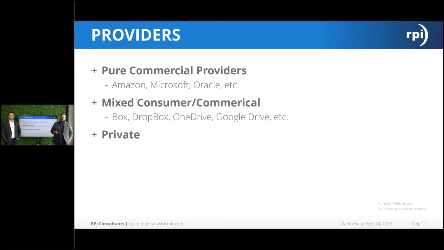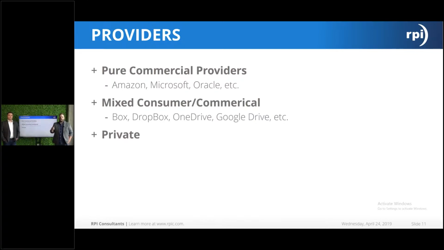Absolutely. So there's a ton of providers out there, right? We kind of break these down into 3 tiers. You've got your pure commercial, which are the big players, Amazon, Microsoft, Oracle, IBM, whoever else at this point. Everyone's trying to get into it because there's really money to be made there. There's your sort of mixed consumer and commercial, your Box, Dropbox, whatever, Google Drive.